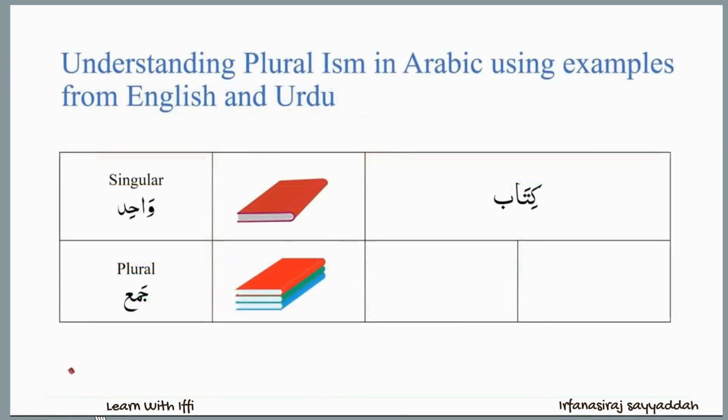It is better to understand plural ism in Arabic using examples from English and Urdu. In English, we have singular and plural. In Urdu, we have wahid and jama. Similarly, in Arabic, we also have singular or wahid and plural or jama. Let us use the word kitab from Urdu as an example. Kitab is wahid, which means a book or one book.